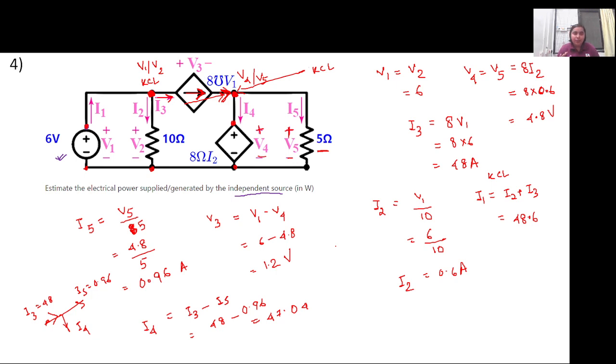So now we can calculate the power generated by the dependent and the independent source. Since in this question first it is asked for the independent source, what will be the power generated by the independent source? V1 into I1. We have V1 as 6 volt and I1 as 48.6. So this will be equal to 6 times 48.6, which is 291.6 watts, right?